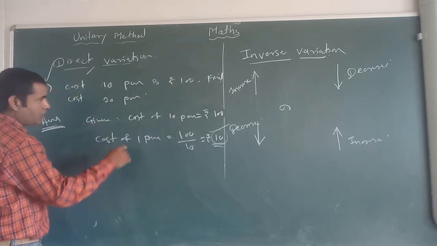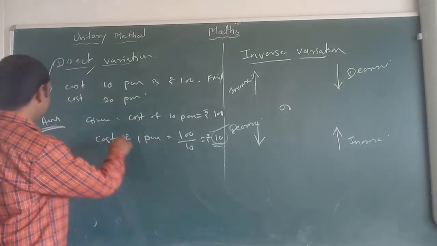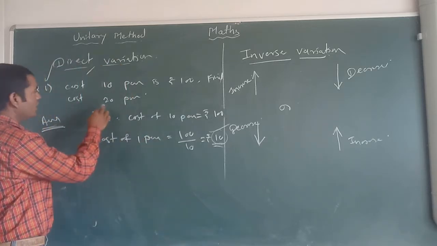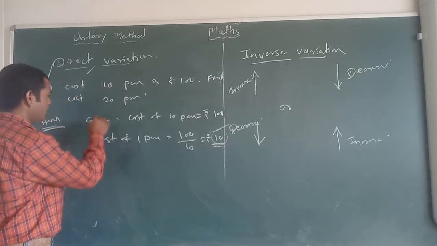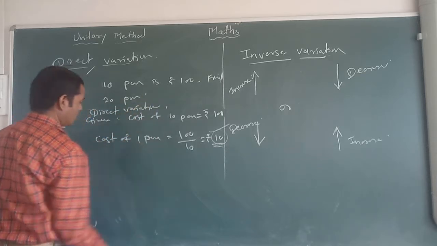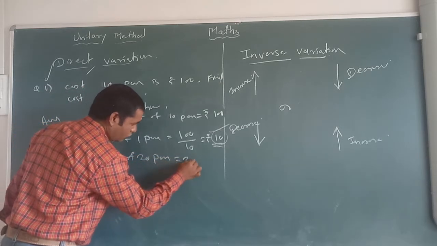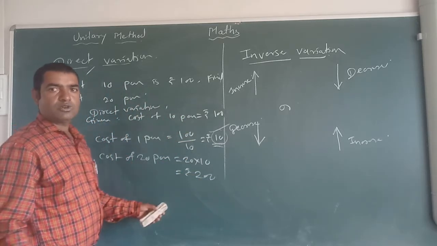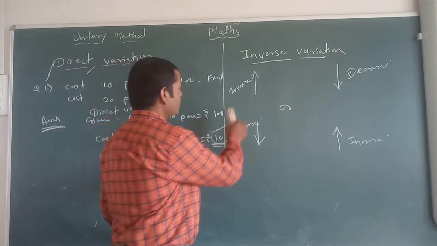Then we can find the cost of 20 pens. But here you have to mention the variation also. Which variation is there? When we read the question, we understand that when one thing increases, the second thing also increases. So this is direct variation, and you have to mention it. Then the cost of 20 pens is 20 multiplied by 10, which is rupees 200. So this is the problem based on direct variation.